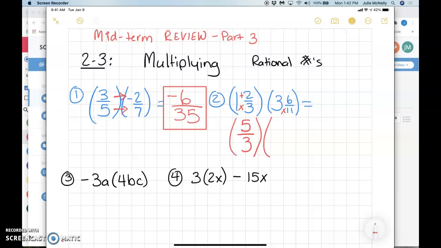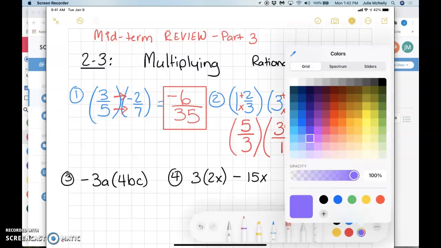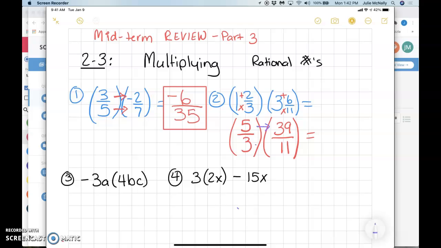11 times 3. 33 plus 6. 39. Keep the bottom number the same. And then again, we're multiplying the top two numbers together and multiplying the bottom two numbers together. So what is 5 times 39? 195 over 33. Good. Multiply the bottom numbers, you get 33. And that's it. You don't have to reduce. We're just figuring out what that equals.